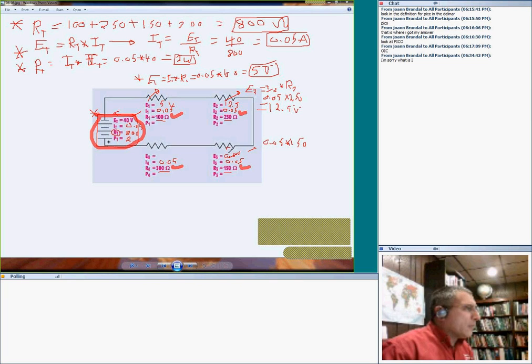So this here will be 7.5. Here, guys, this is also 0.05 times 300. So 300 times 0.05 equals 15. So this will equal 15 volts.